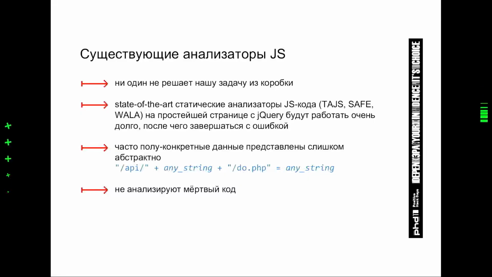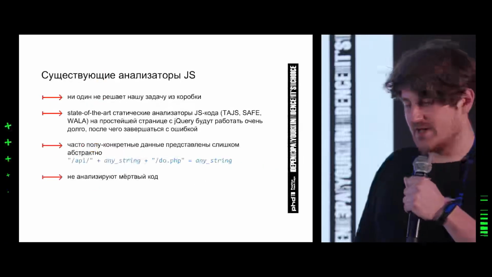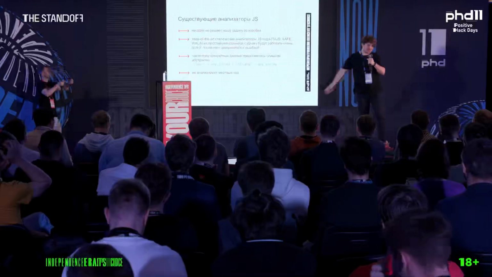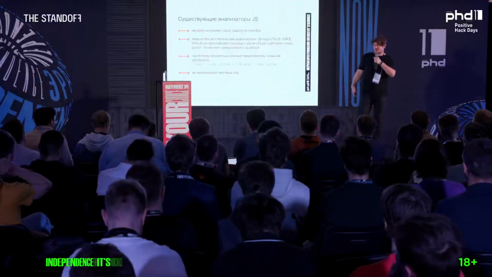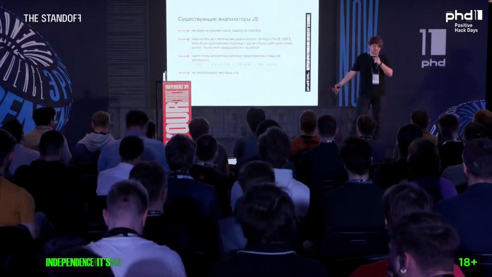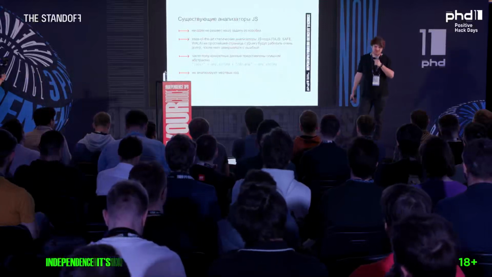Partially specific data are too abstract. We don't have enough details to work with. We oftentimes see that when a code line is formed with multiple elements, then you get the return value any string, and it's not usable. It's not very helpful. None of the analyzers would analyze that code. They would go from the entry point, and if they don't go into the dead code, they're not going to analyze it.